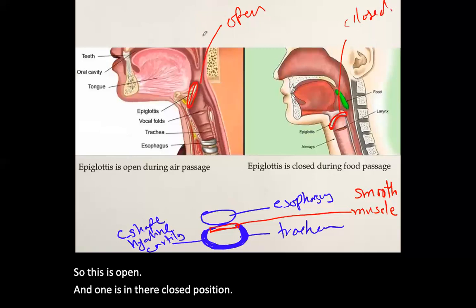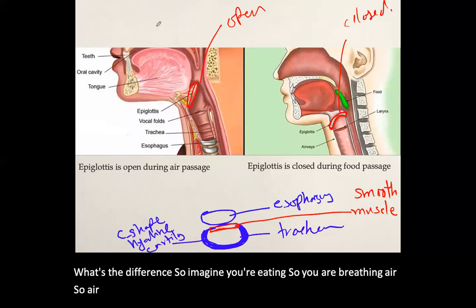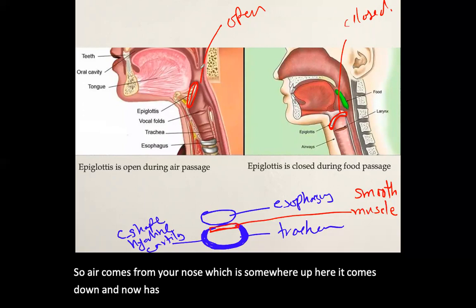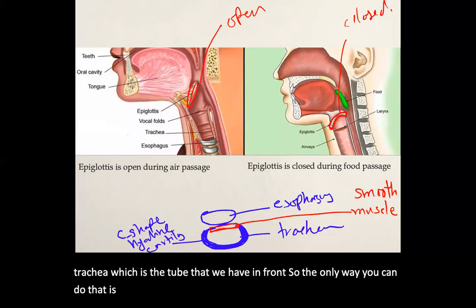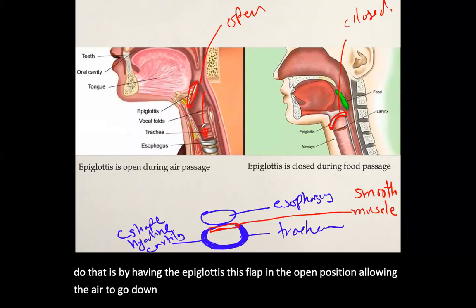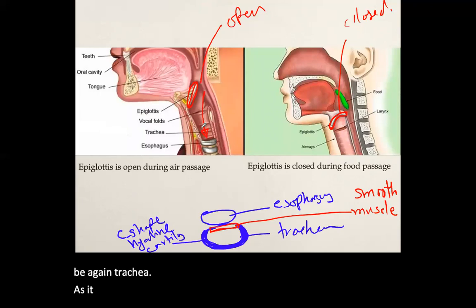So what's the difference? Imagine you are breathing air. Air comes from your nose, which is somewhere up here. Air comes down, and now it has two options, right? Now air wants to go down the trachea, which is the tube that we have in front. The only way you can do that is by having the epiglottis, this flap, in an open position, allowing the air to go down the least resistance path, which is going to be the trachea, as it is larger and always open.